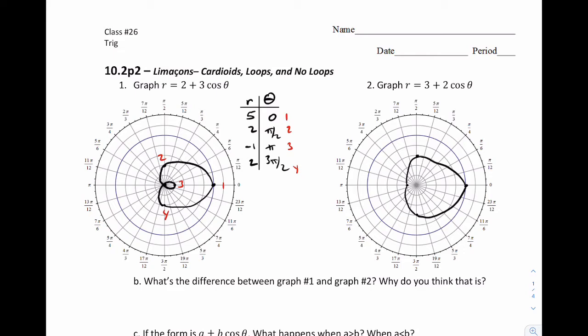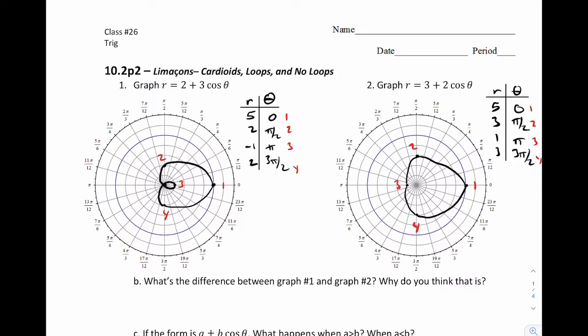And again, I'll make my chart here. R theta. And I'll do the same things. I'll do the quadrantals: 0, pi over 2, pi, 3 pi over 2. This one we can see is 5. I can see this distance is 3. This distance is 1. And this distance is, once again, 3. We'll label that 1, 2, 3, 4.